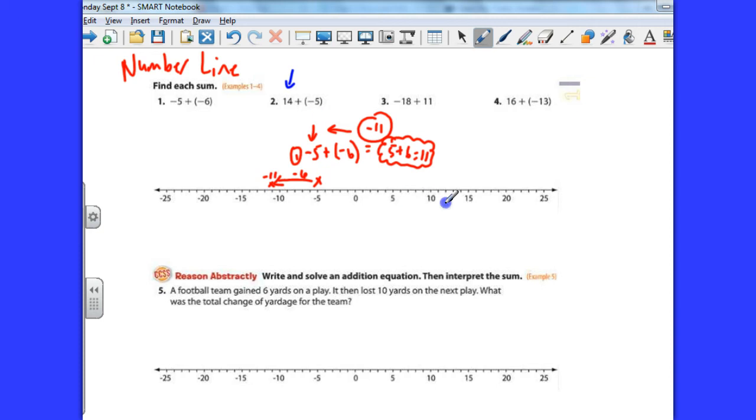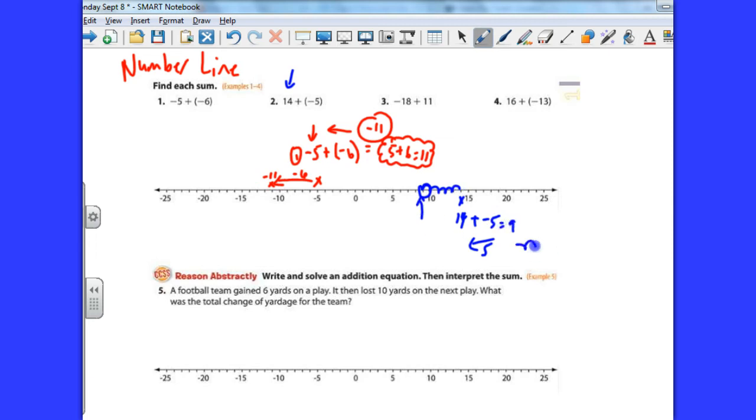We're going to start at 14. Let's see if I can get it right the first time right here. 14 is right there at this spot. That's a sloppy 14, but I think you know what I mean. And we're going to add -5. So that means I'm going to go to the left 5 spaces. I'm going to count down 5. 1, 2, 3, 4, 5. I'm going to end up right there, and that is 9. 14 plus -5 is 9.